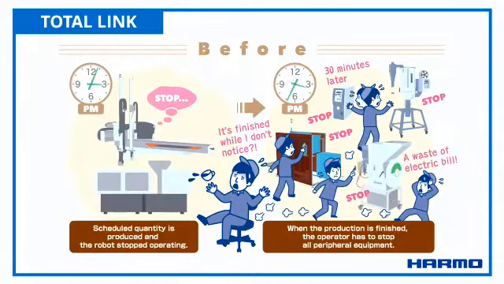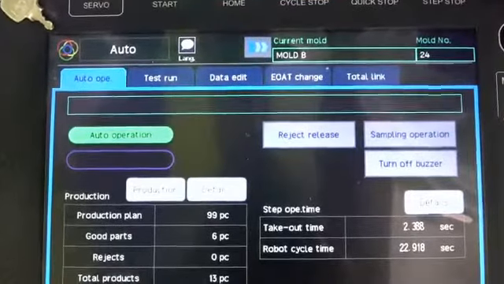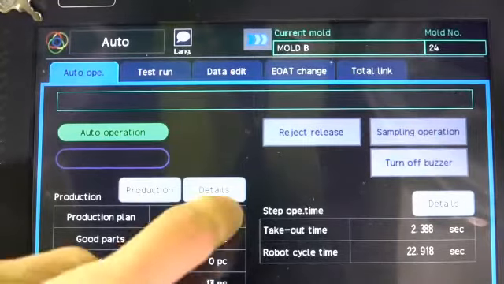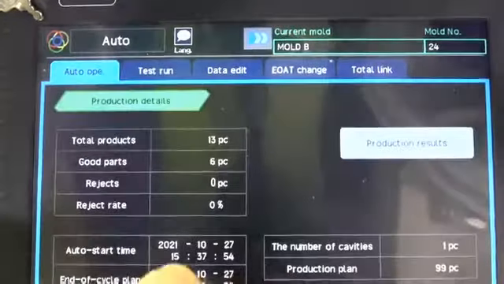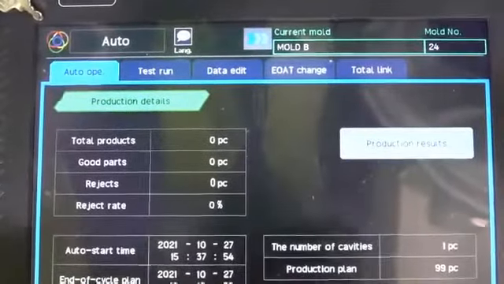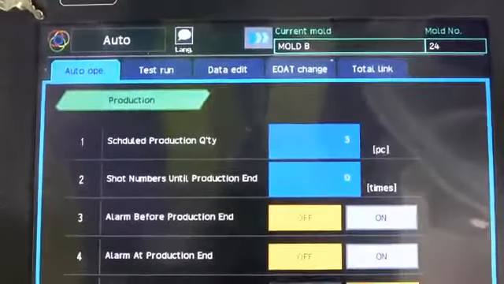Next, this problem. There are so many works at the end of molding. We will demonstrate that the robot instructs peripheral equipment to stop their operations when the scheduled quantity is finished. We reset current production quantity to 0. This time, we set scheduled quantity as 3 shots. Okay, reset current production quantity to 0 and set 3 shots.